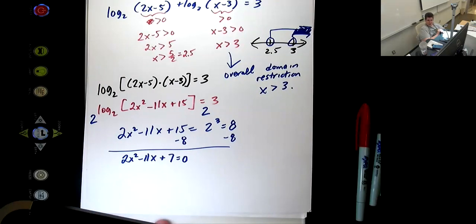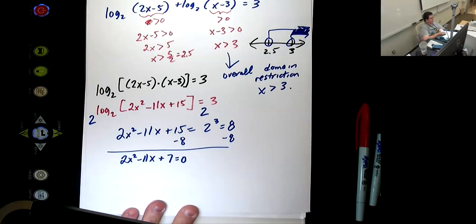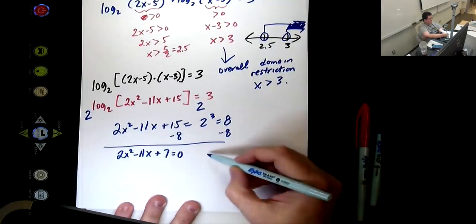And so I get 2x squared minus 11x plus 7. Luis, factor that for me. If you can't figure out how to factor it in 1 minute, go to the quadratic. Don't waste a lot of time trying to factor something.